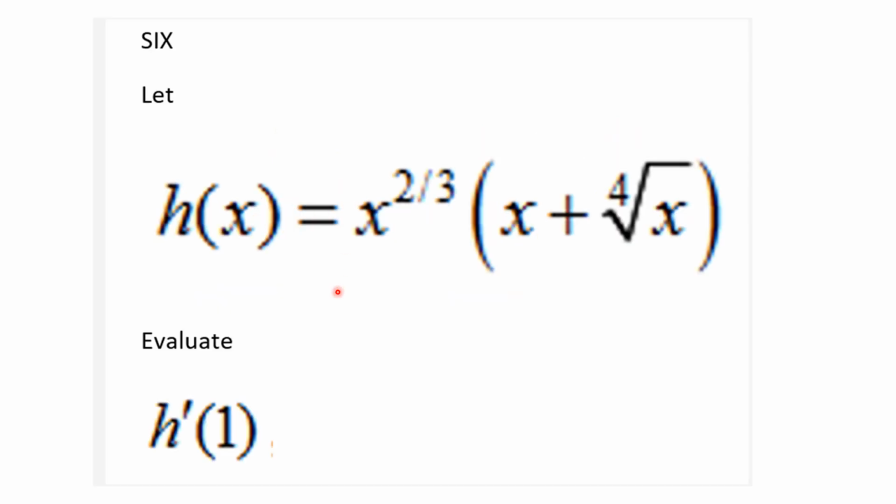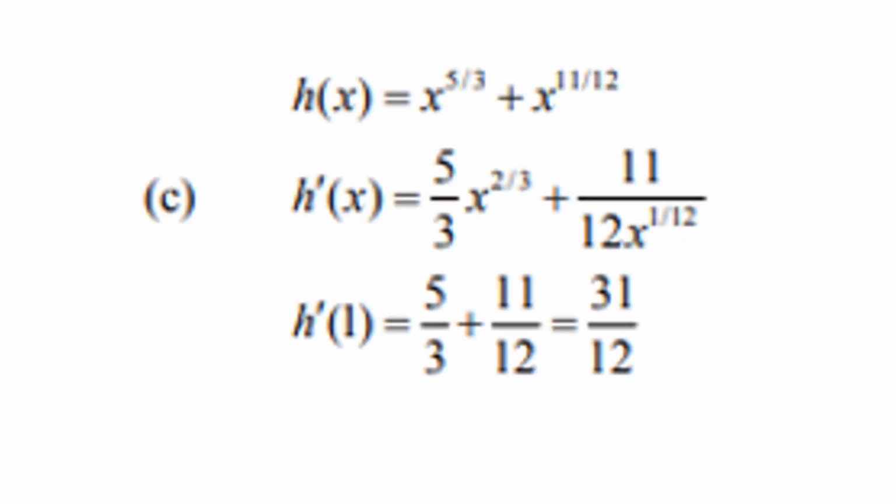This was number 6. You were taking the derivative and evaluating it at 1. The easiest way to do this, I think, is to distribute. You could have used the product rule, but to distribute x to the 2/3 across here, and this is x to the 1/4. I think that's how I solved it.